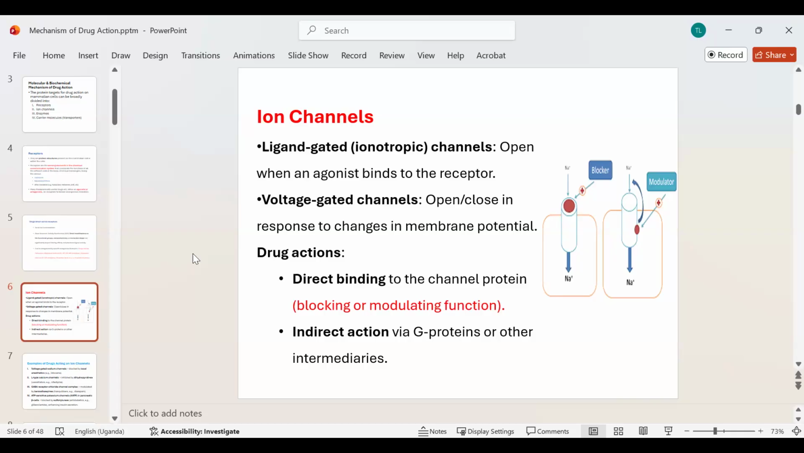Please make sure you switch off all your microphones such that we can listen. We can listen very well, unless you have a question. If you have a question, you can interrupt. But if you don't have, just keep your microphone off.